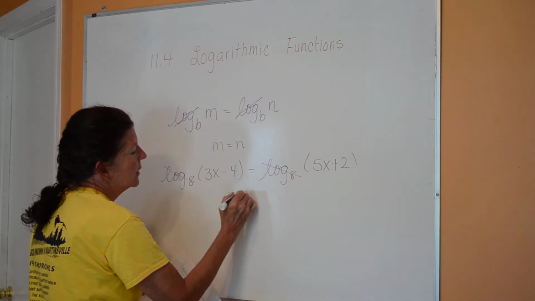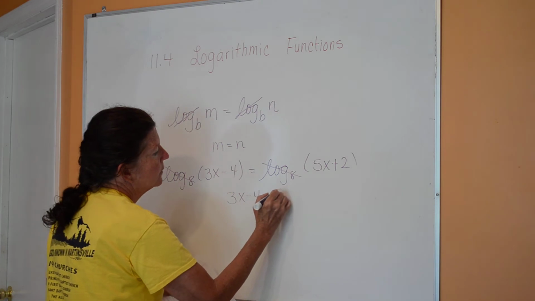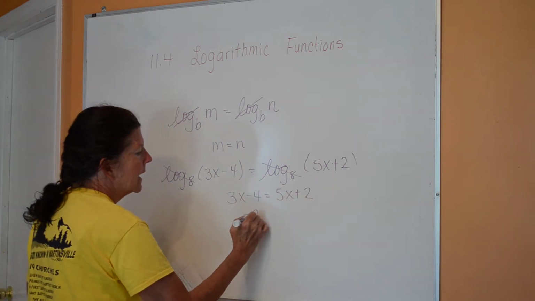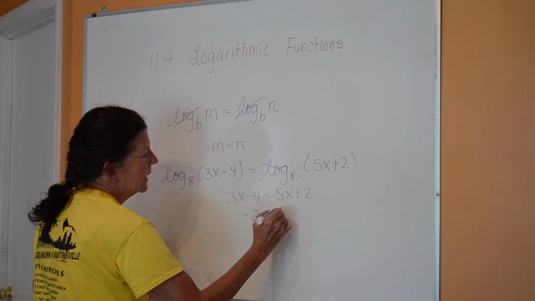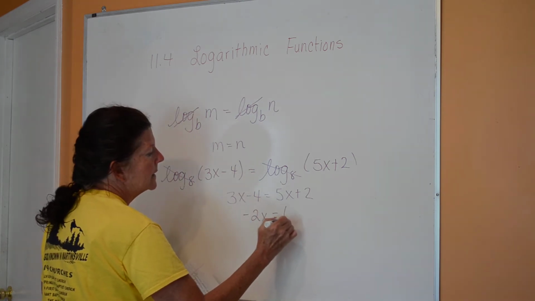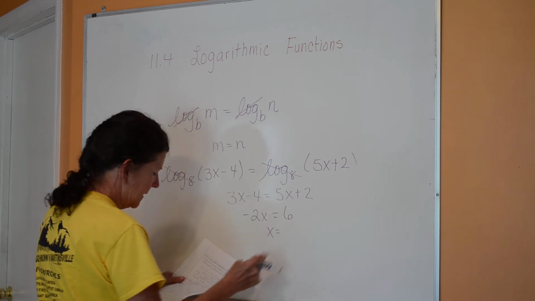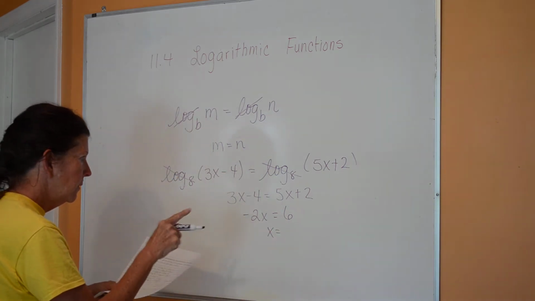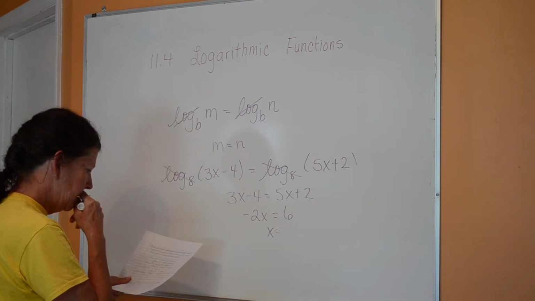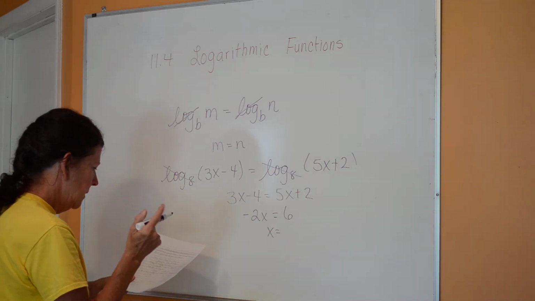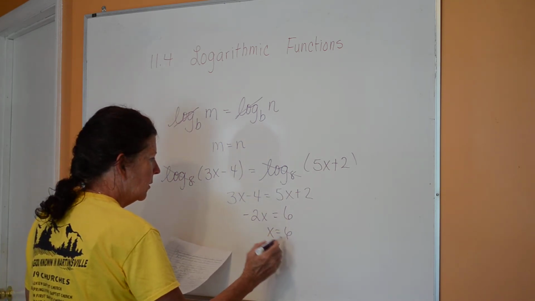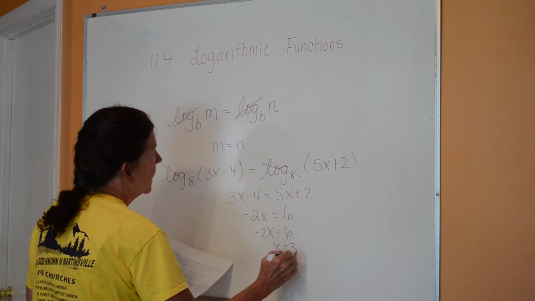So I just say 3x minus 4 is equal to 5x plus 2. I'm going to subtract here, get a negative 2x. Subtract there, or actually I'm going to add there and get a 6. So x is equal to, yeah, that would be 6, so x would equal negative 3.